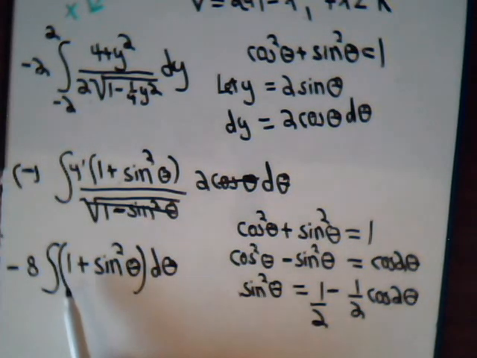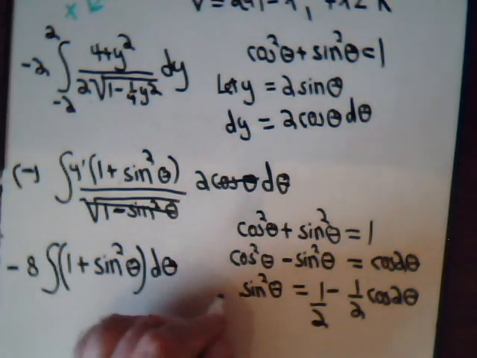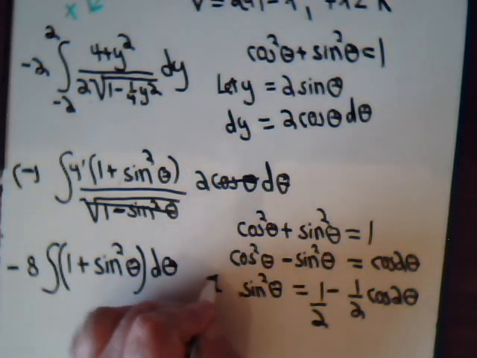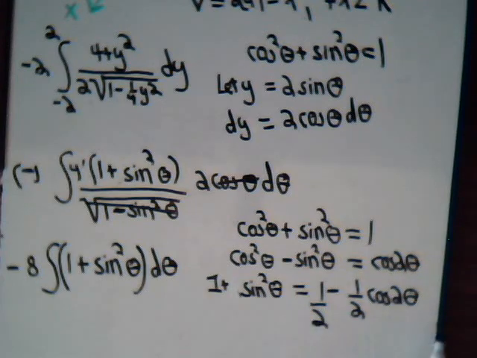We have 1 plus the sine squared of theta. So we add 1 to this side. 1 plus 1/2 is 3/2.